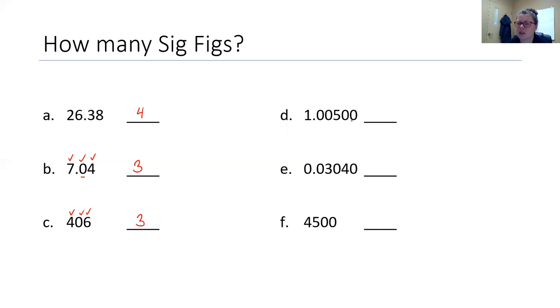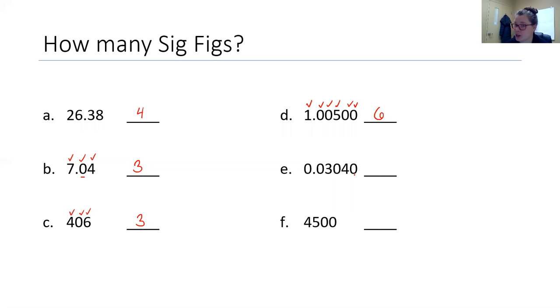Let's look at this one. Well, the 1 counts and the 5 counts, so everything in between counts. These two zeros are at the end of a decimal, so they both count. So in this case, we have 6 significant figures. That's not a very common thing to encounter.